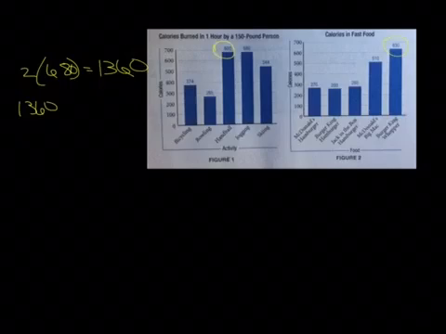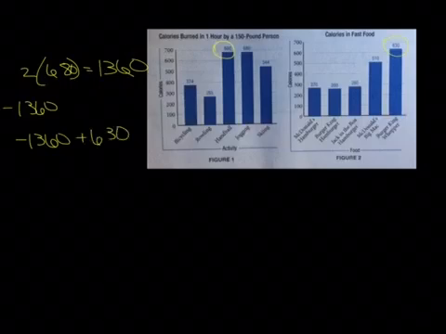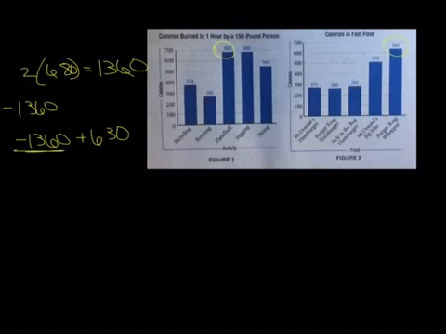So that means that this guy burned 1360, so we do negative because those are calories that went away, and then he added 630. Okay, see what happened there? See why this is negative? Because those are the calories that went away, that left. So we have a largest number is negative.